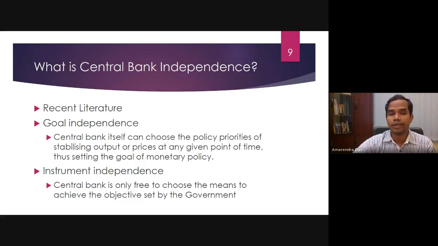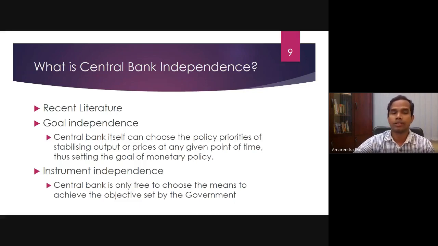One is goal independence, which means the central bank itself can choose the policy priorities of stabilizing output or prices at any given point of time, setting the goal of monetary policy. So whether the RBI decides the goal or the government decides the goal of the RBI. If you look at the present scenario, the Monetary Policy Committee has been given a target to control inflation at 4% plus or minus 2%. So the goal is not flexible for the RBI.